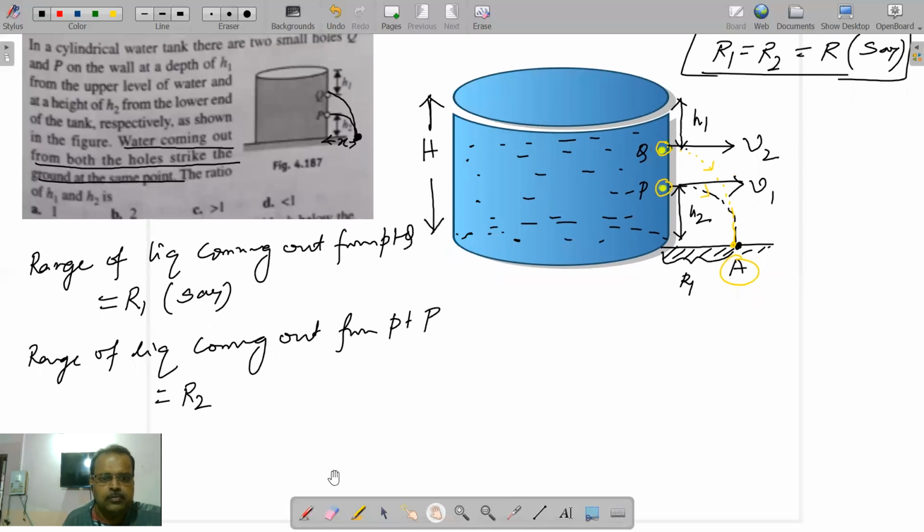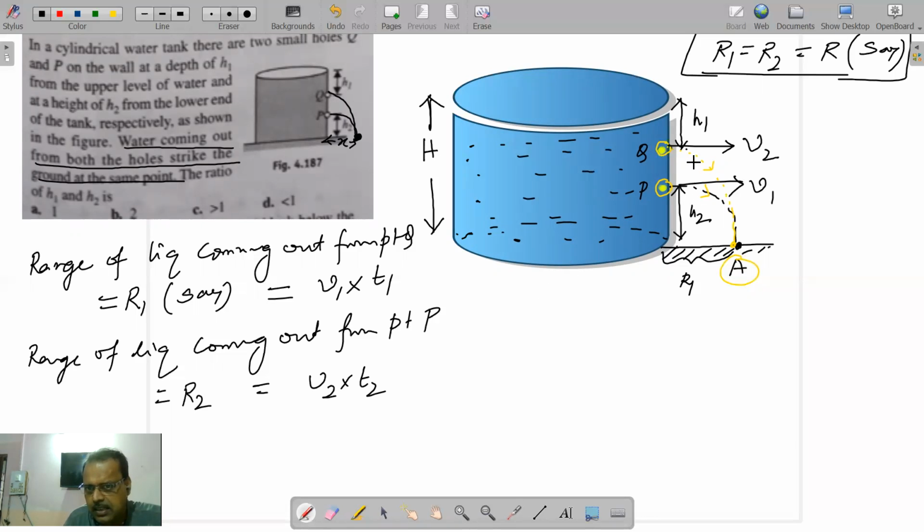So now what to do? If we apply Bernoulli's theorem, first we see what exactly we mean by this. Here we consider these two velocities, so for the range R1 we can say that is V1 into T1. And for the other we can write V2 into T2. So now the question is, what is T1 and what is T2?